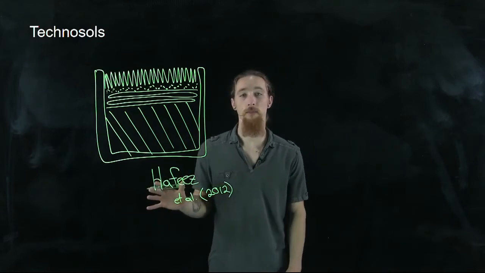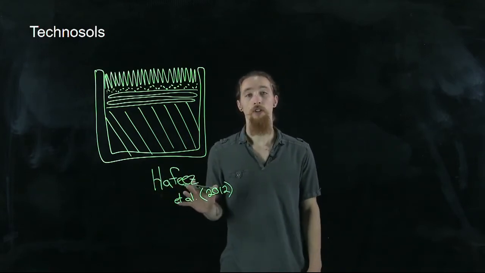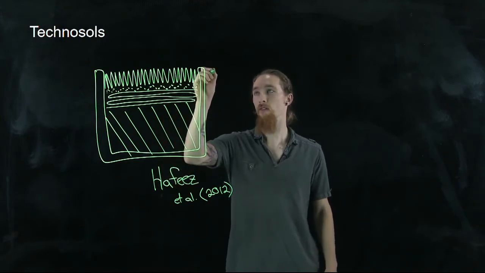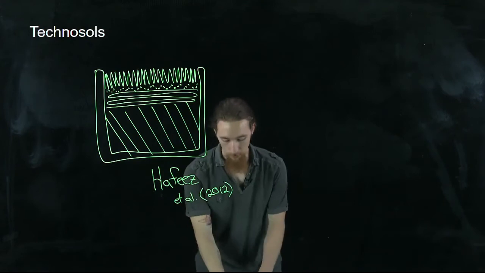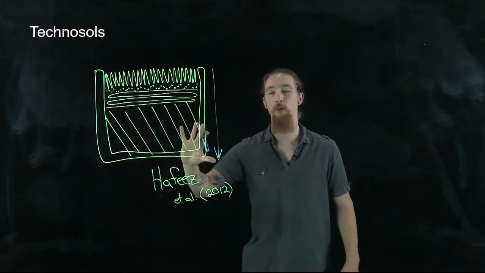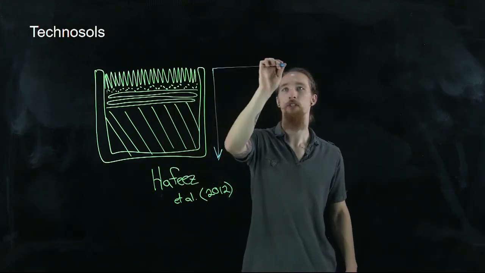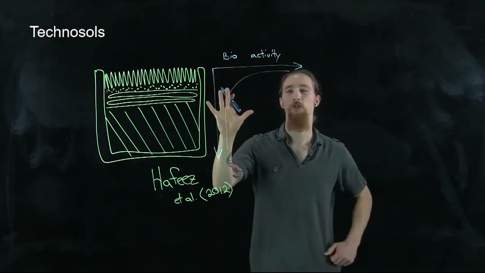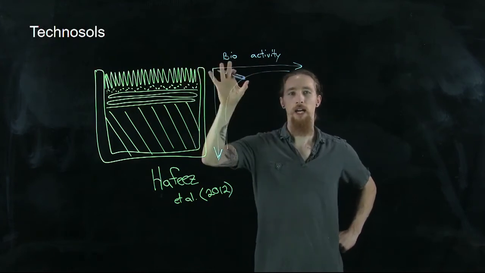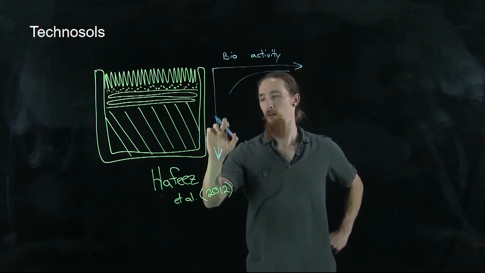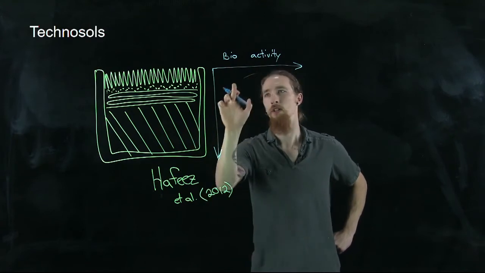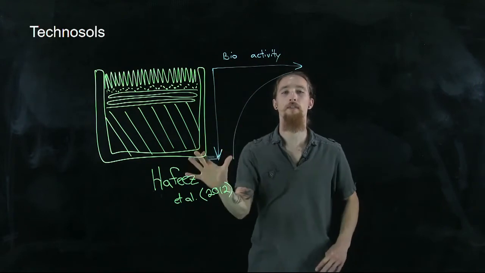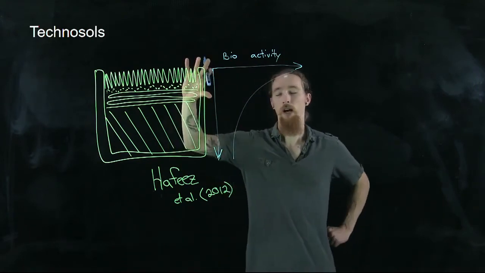So I want to relay something that Hafiz et al. documented in 2012. They investigated this layering of technosols, and they found that with increasing depth, just going down the soil profile, there was decreasing bioactivity. Basically something kind of like this. You have the most biological activity on the top and slowly decreasing as it gets toward the bottom. Maybe it should have been a more gradual arc, something like that. It doesn't matter. Highest biological activity at top, lower at bottom.